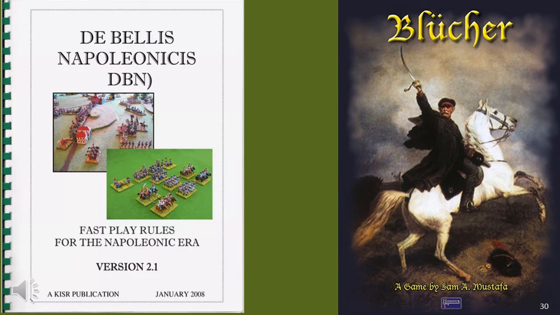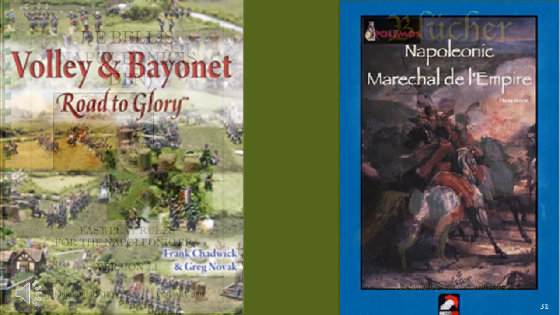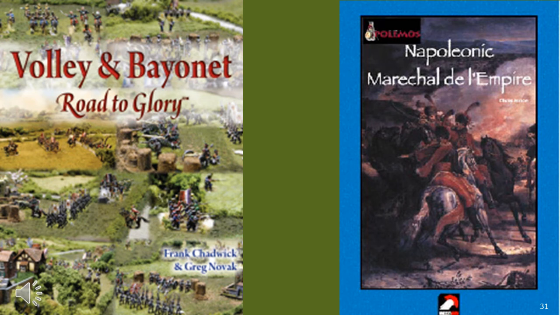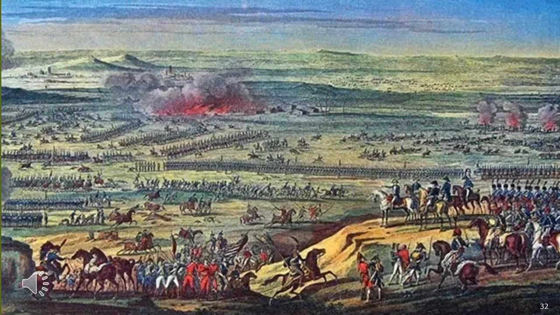Other rules you could consider are DBN and Blucher. However, these would reproduce the battle in a rather abstract manner. They are good for a game, but possibly not so good for reproducing a historical battle. Snappy Nappy also would fit into this category. The final options which have been recommended to me, although I've personally not tried them, are Volley and Bayonet and Marshal of the Empire.